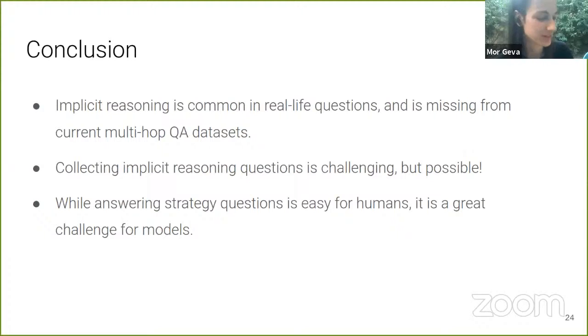Just to conclude, and then we can have a QA session. Implicit reasoning is common in real life questions and is missing from current multi-hop datasets. Collecting such questions is very challenging, but it is possible. And humans are able to answer strategy questions pretty well, but it is a great challenge for models.